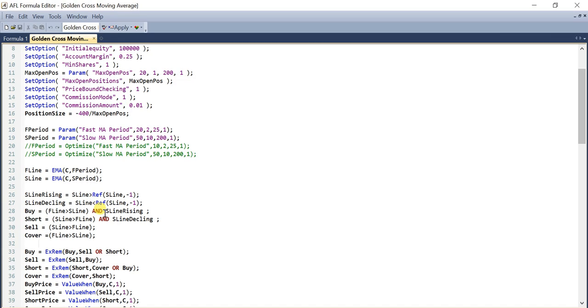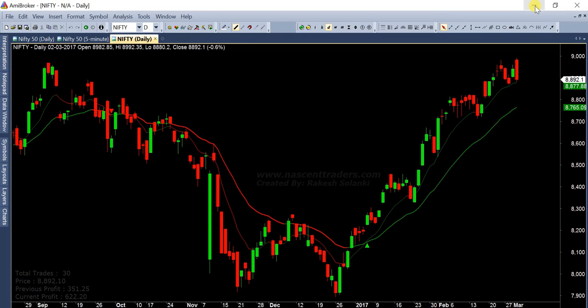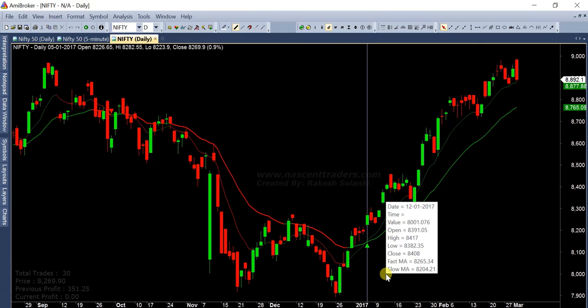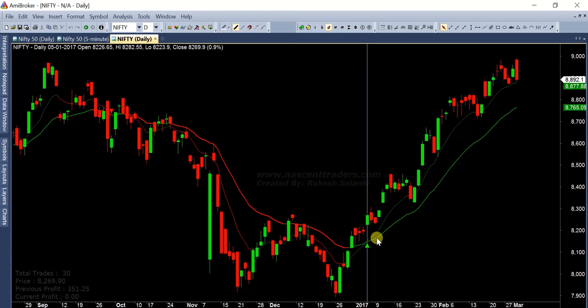So here is the logic of the strategy. The buy signal will trigger when the fast line is above the slow line, and also the slow line should be rising. For that we can show easily in the chart. Here the buy signal came when the fast line, this light line, crossed this slow line, that is the thick line, and at the same time the thick line or slow moving average was also rising from its previous value. So this satisfies all our buy conditions. So at this point our buy signal is triggered.